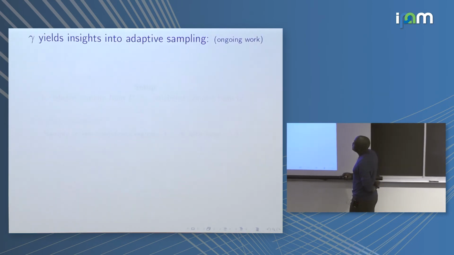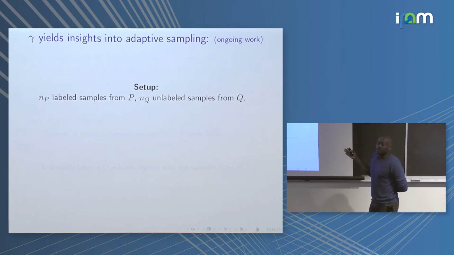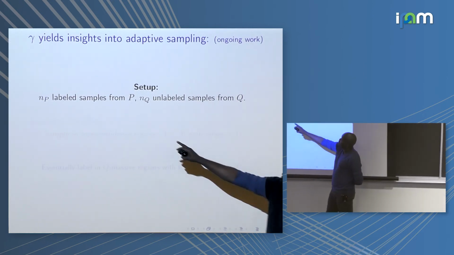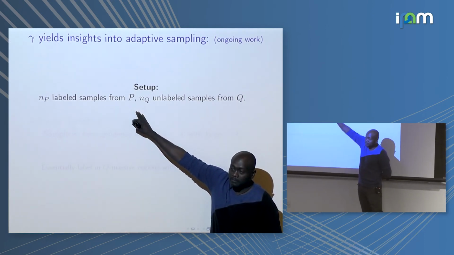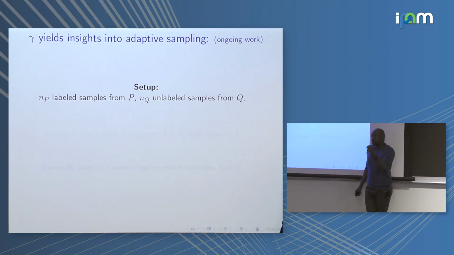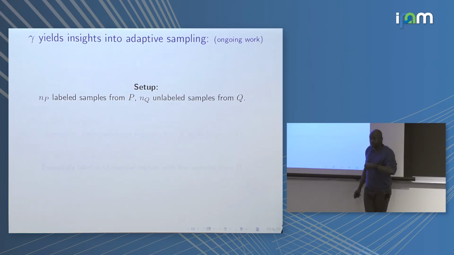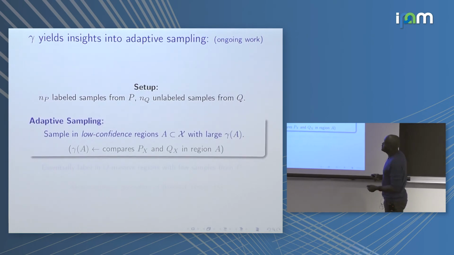So here is a setup that we'll use. It's called semi-supervised transfer. And semi-supervised transfer does the following. I have a lot of labeled data from my source P. I have a lot of unlabeled data from my target Q. And I'm going to try to request as few labels as possible, as few target labels as possible, in order to do transfer to the target. So here is a simple heuristic that you can do using these insights from gamma.